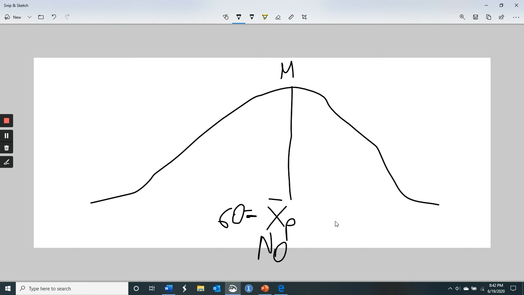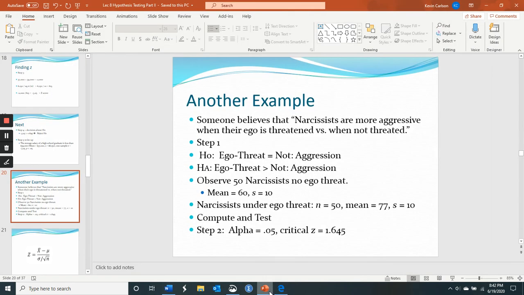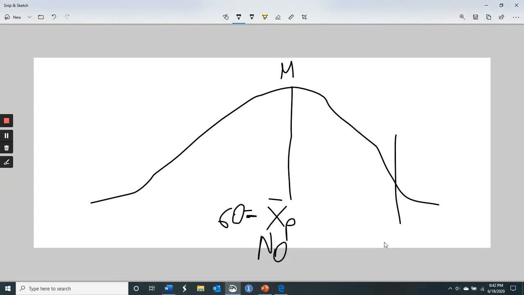And then what we're going to do is ask whether this mean value, so remember under ego threat it is 77. So we're going to ask where 77 is. The mean of 77, does it cross this line?